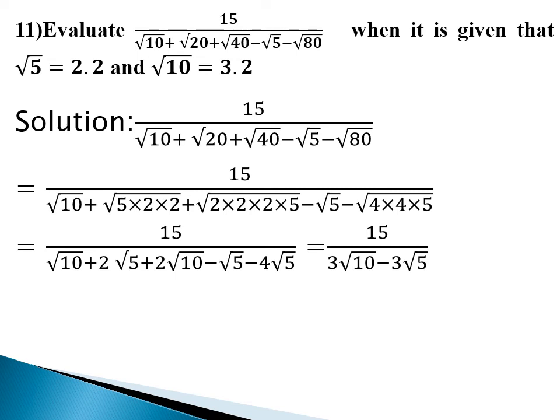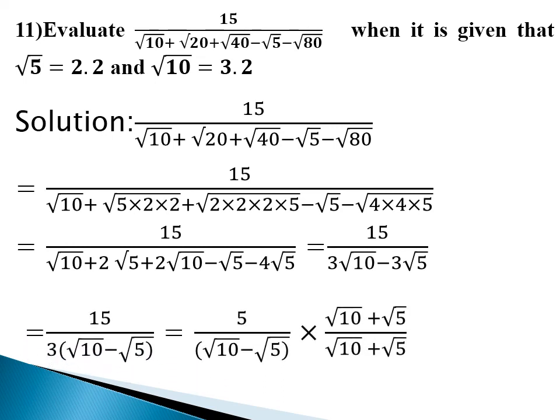Here only this term needs a little bit of explanation, other than that all are direct square roots only. Here 2 into 2 into 2 into 5, 2 is repeated 3 times, but one pair is 2 into 2, so we can take one 2 out. Then in the root we are having 2 into 5, that is why here we are getting root 10. Do the simplification, we will get 15 by 3 root 10 minus 3 root 5. Taking the common factors there, it will get cancelled, so you are getting 5 by root 10 minus root 5. The question is not completed.